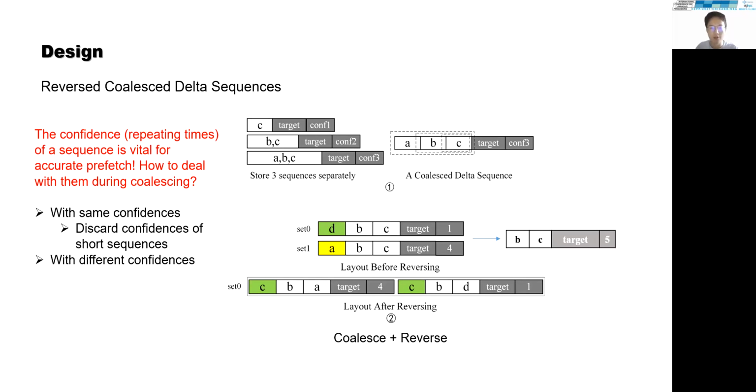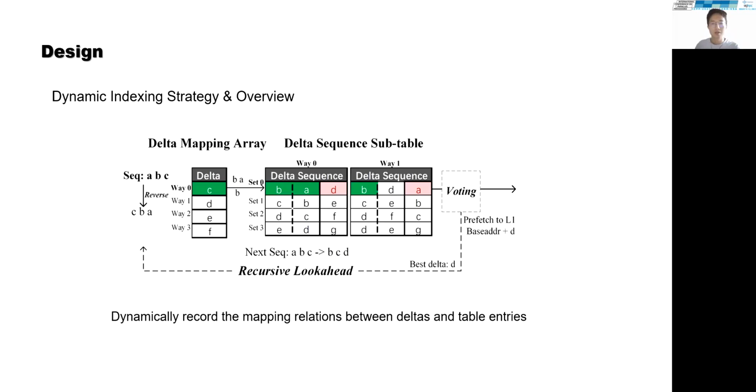What's more, after coalescing, the sequences are reversed so that they can be allocated in the same set if they have the same recent deltas. This trick is kind of like a hash function for indexing. To only maintain high-frequency records, we attempt to dynamically map a record to an index at running time by explicitly storing its signature extended with the confidence field.